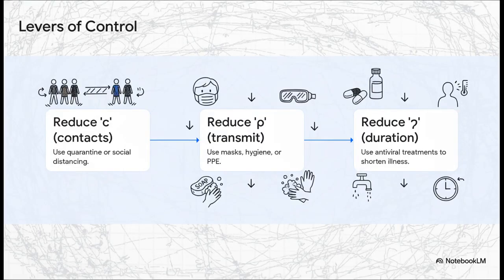And this is literally how public health interventions work. You want to reduce C, the number of contacts. You use things like quarantine or social distancing. You want to reduce rho, the probability of transmission. That's where masks, hand washing, and PPE come in. And you want to reduce gamma, how long someone is infectious. You use antiviral drugs to help them clear the virus faster. Every single strategy is designed to manipulate this equation and, crucially, to drive that R number below 1.